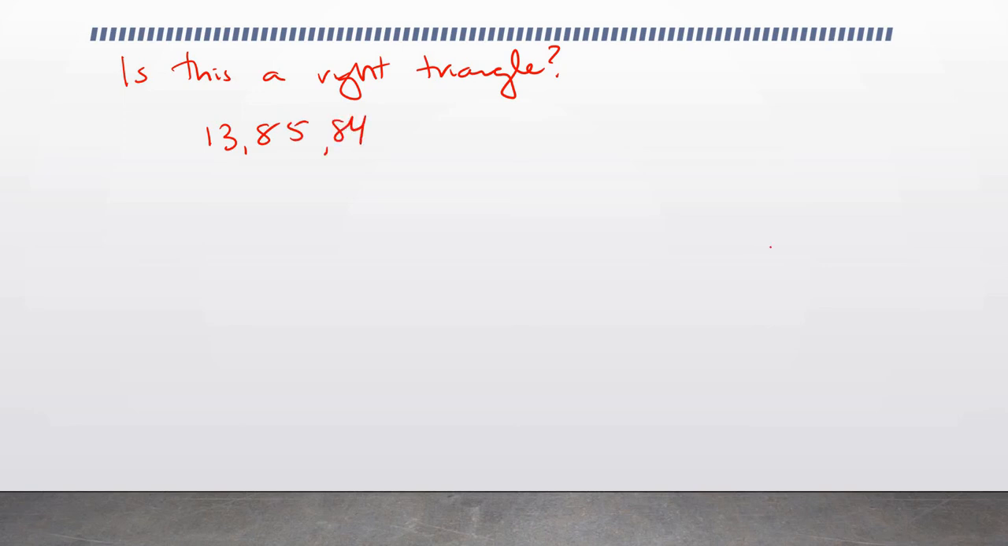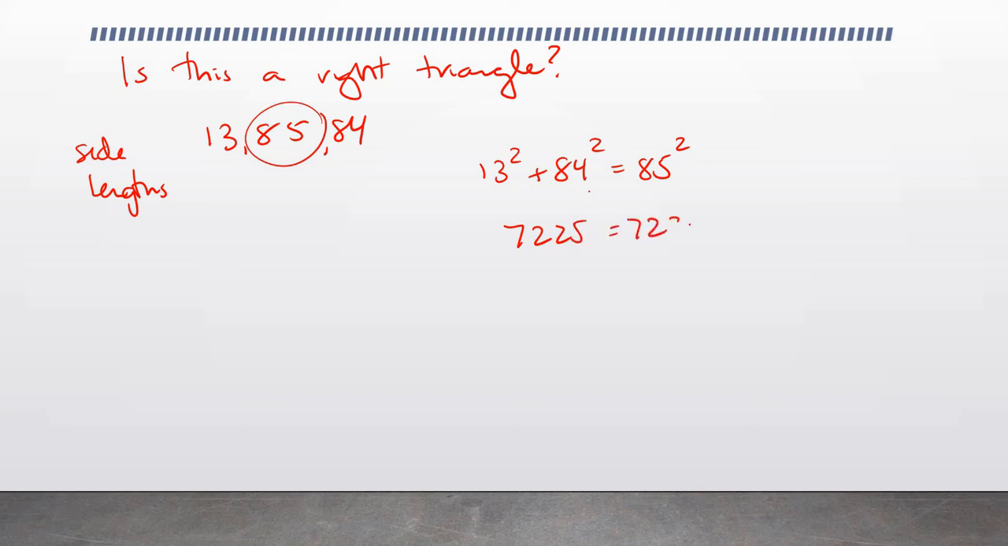So you would be asked to do something like, is this a right triangle? If I have three sides of 13, 85, and 84, I want to know if that's a right triangle. These are my side lengths. First I've got to pick out the hypotenuse, the longest side. So 13 squared plus 84 squared equals 85 squared. If you use your calculator, obviously, this is going to be 7225, and that also equals 85 squared. So yes, it is a right triangle.